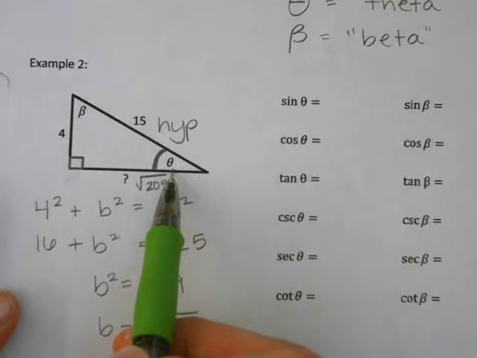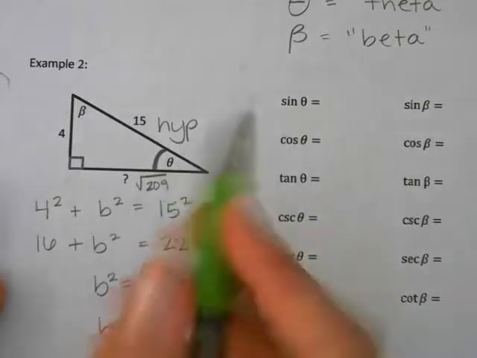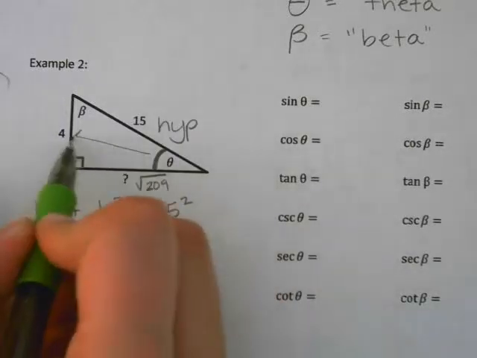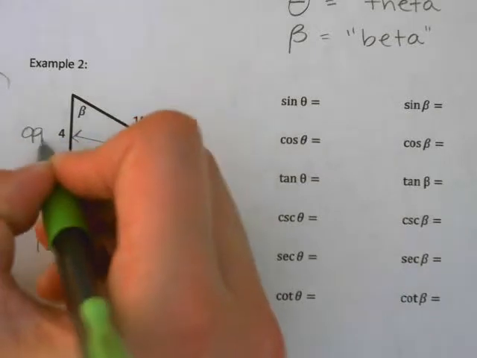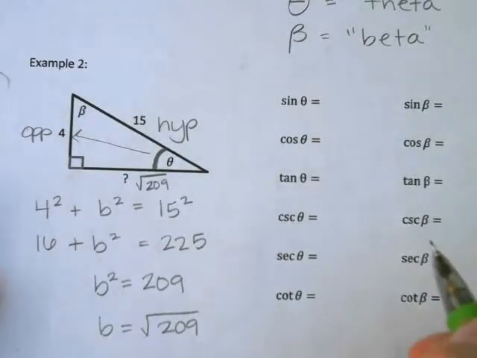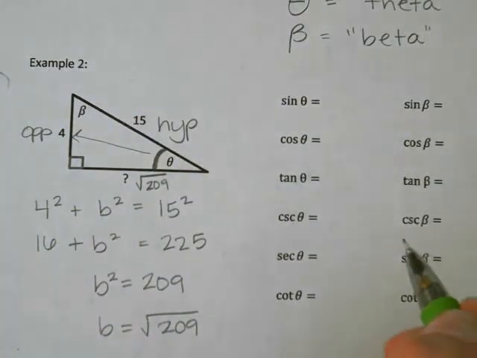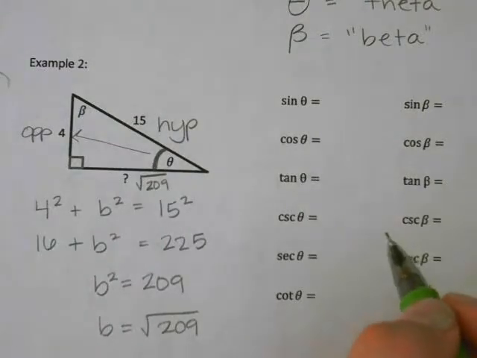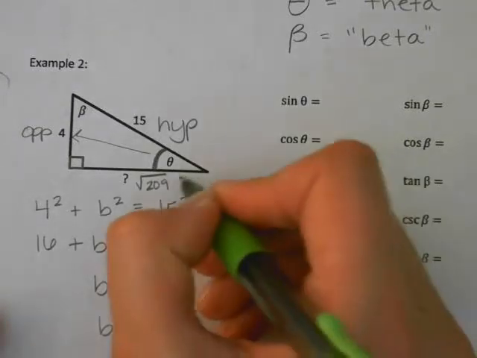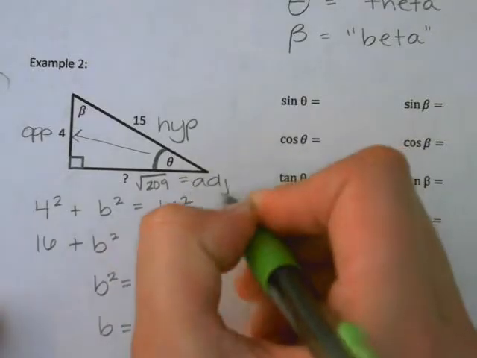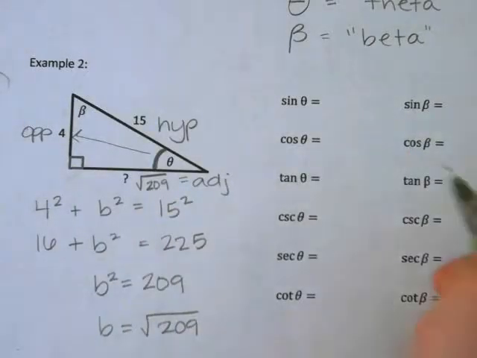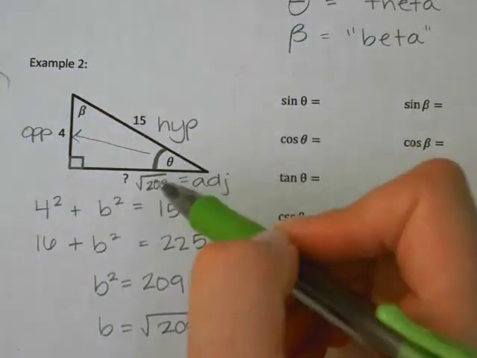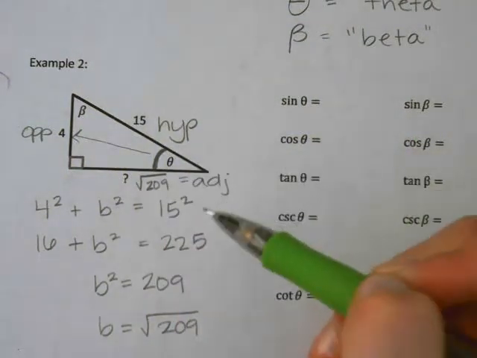So which side is opposite of theta? 4. So this is opposite. Opposite means across from. And then square root 209 would be what side then? Adjacent. What does adjacent mean? It means next to. So this is the side that is next to the angle.